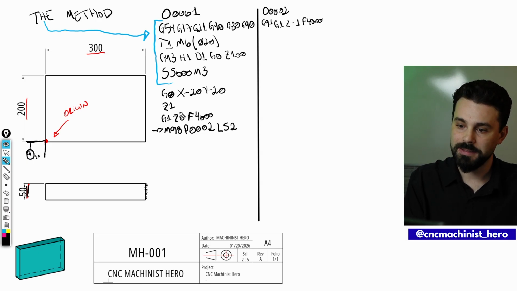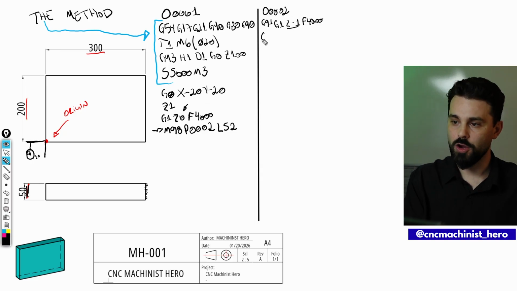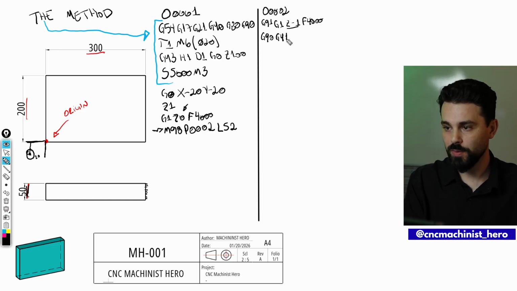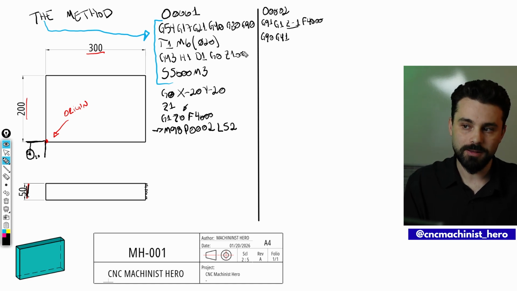So I'm at Z0, and from that point, I'm going down 1 millimeter. I go back to absolute coordinate system, G90, G41, so I can use my tool compensation, and I can program my part with the real coordinates. I don't have to add or subtract tool radius.